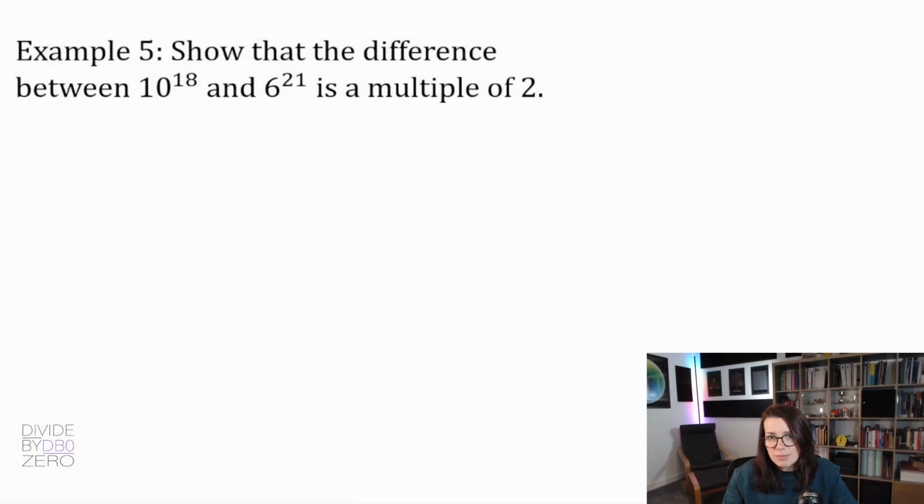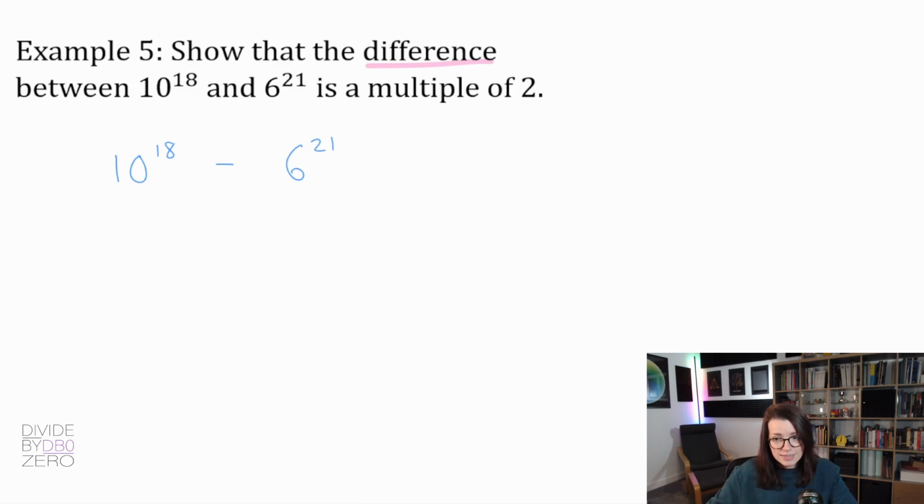To finish off, I thought I'd include an example that did not involve algebra at all. This is because you can really be asked about anything in a proof question, so it's best to keep an open mind. Fifth and final example, no algebra this time: just show that the difference between 10 to the power of 18 and 6 to the power of 21 is a multiple of 2. Starting with 10 to the power of 18, take away 6 to the power of 21, because it says the difference. Then I'm thinking about how to break this down to show that we might be able to pull a 2 out eventually.